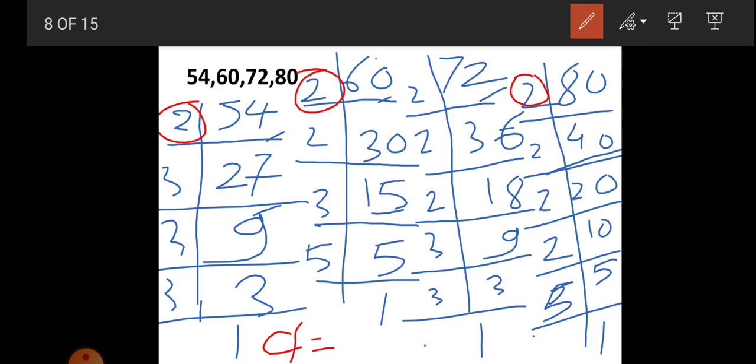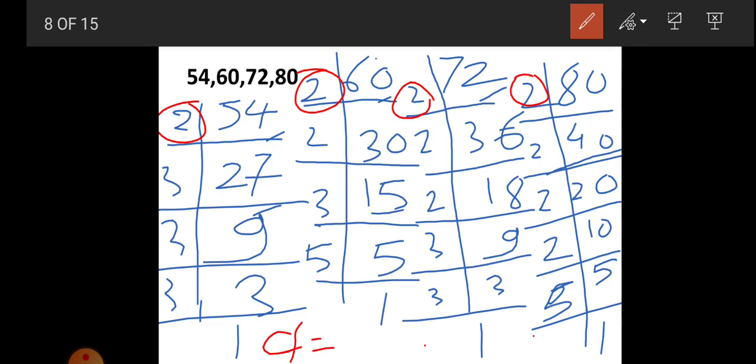So we can't circle the 3, because we want all the numbers 54, 60, 72 and 80 to share the same number. So here, for these 4 numbers, 2 is a common factor. Now next, 3 is not, because 3 is a factor of 54, 60 and 72, but 3 is not a factor of 80, so don't take 3.